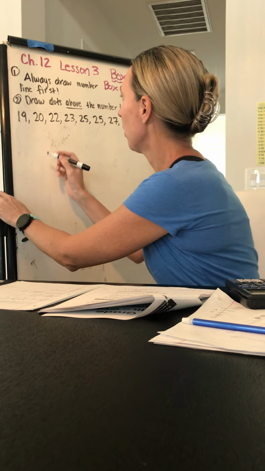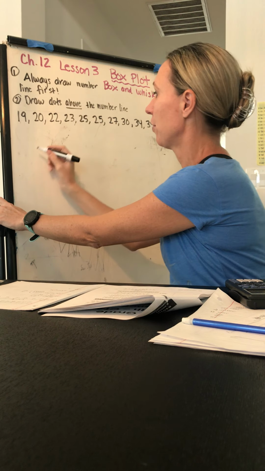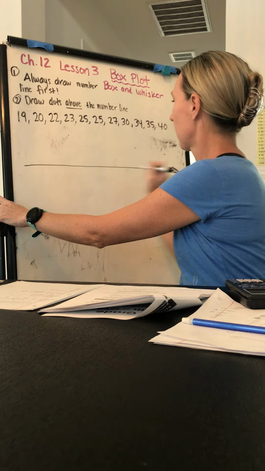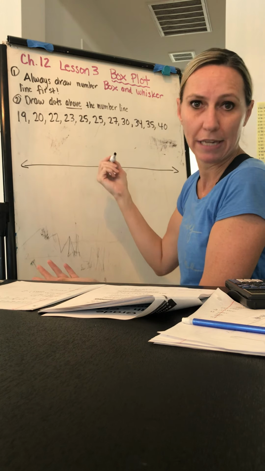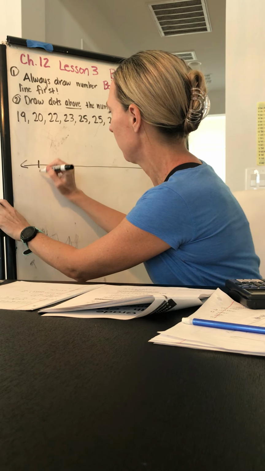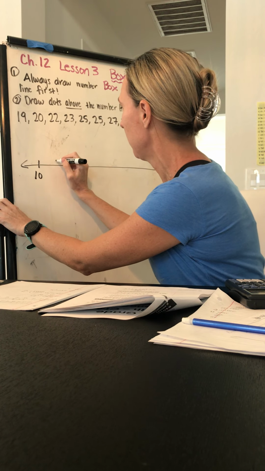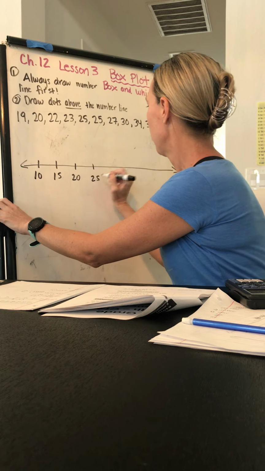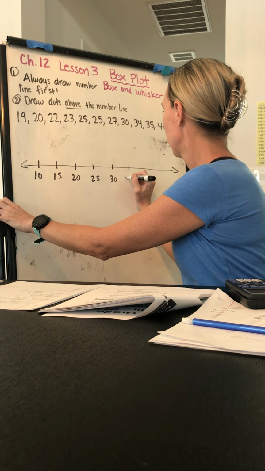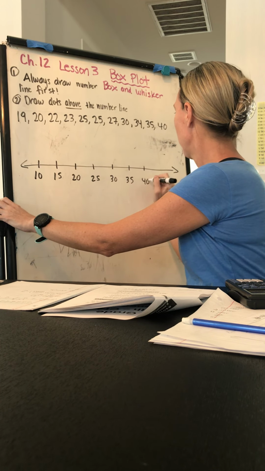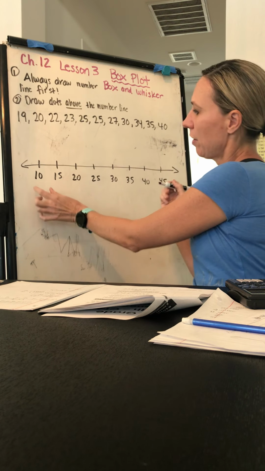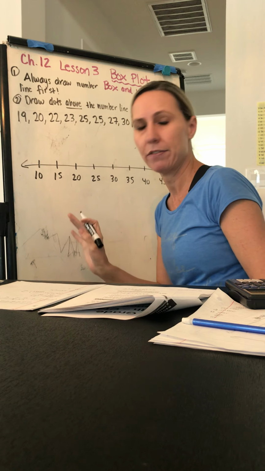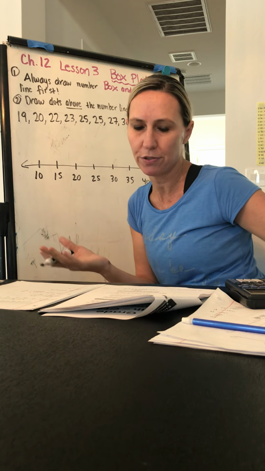You always draw your number line first. So I'm going to draw the number line, and then I'm going to start with 10 and go by 5. I go a little bit before the data. So 10, 15, 20, 25, 30, 35, 40, 45. Whatever your interval is, it needs to stay consistent. If you go by 5s, you have to go by 5s the whole time. If you go by 2s, you have to go by 2s the whole time.